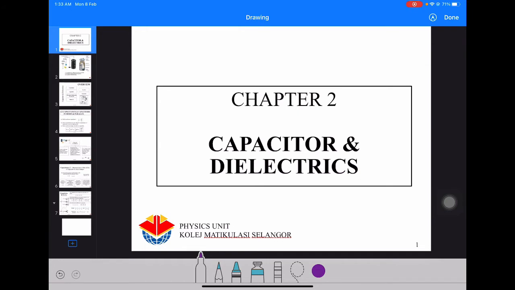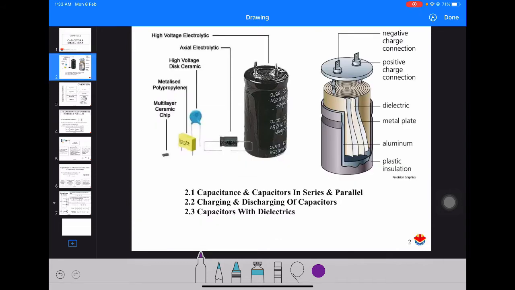So in this video we discuss chapter 2, capacitor and dielectric. I expect you guys already watched the introduction of capacitor video that I posted in Google Classroom as well as in ED Puzzle. Over there we discussed some of the ideas about what is a capacitor, and there are some questions over there as well. So if you haven't watched that video, please watch that one first before watching this one. I expect you have some general ideas about what is a capacitor.